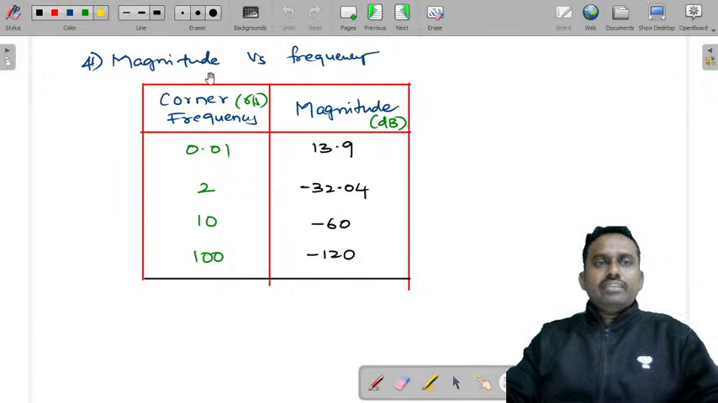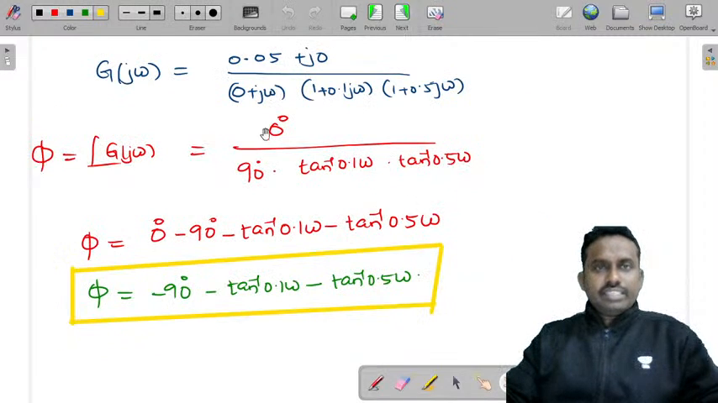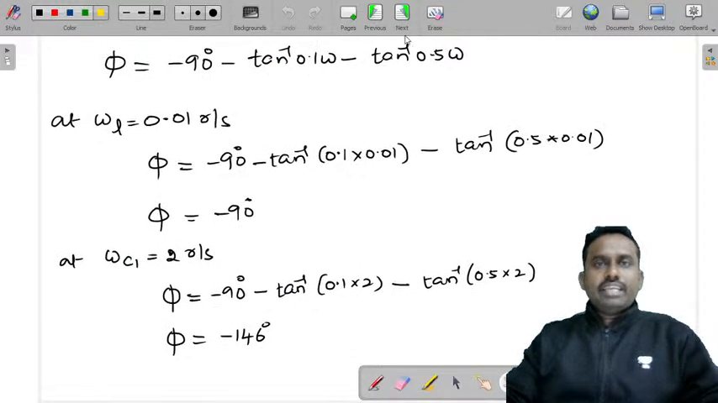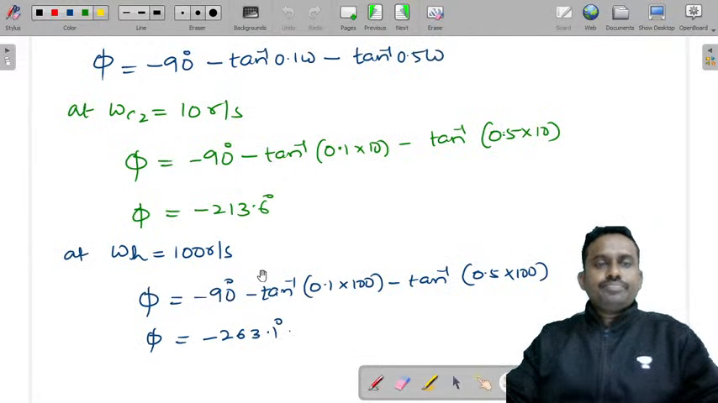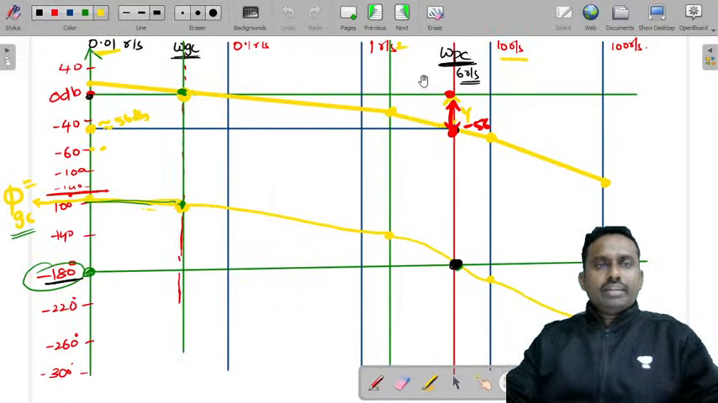Then we have this table, we just make it magnitude versus frequency. Then we consider the phase angles, and this phase angle you have got it, phase angle expression. Then at different frequencies you find this phase angle, and we draw a table of phase angle versus frequency, then plot it.